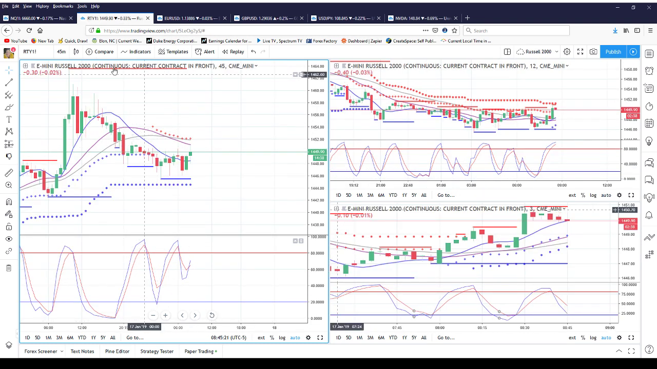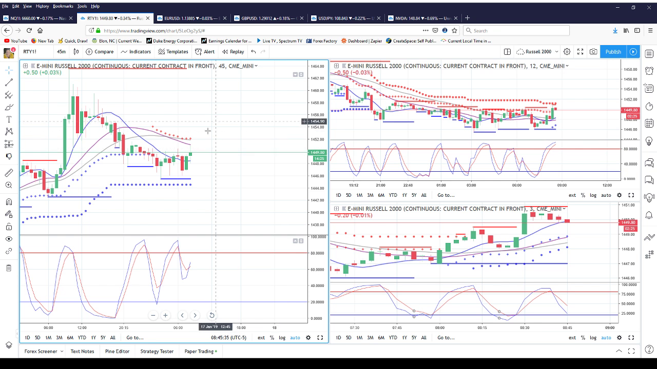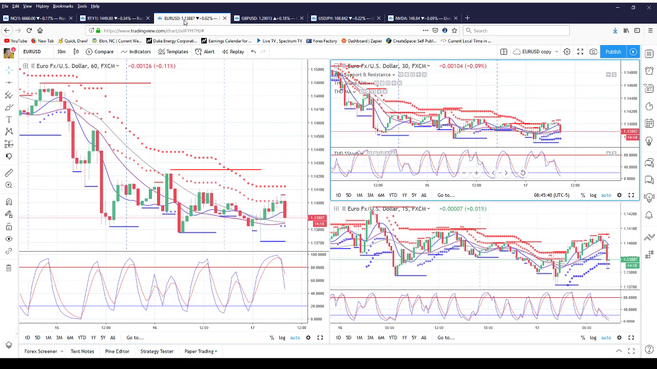So in this case, you see over here on the Russell, I do think this ATR here may hold, especially with this stochastics being overextended. Now, for the futures, I'm using a 45, a 12, and a 3-minute chart. Whereas when I go over to the Forex, I'm using a 60, a 30, and a 15-minute chart.